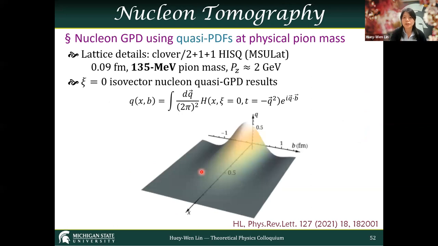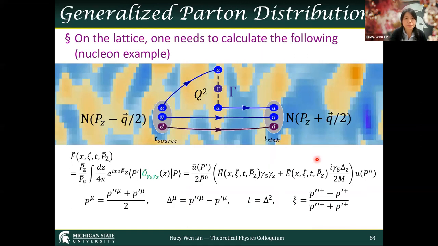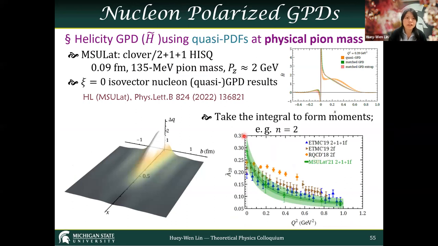And then one can play around and look at this tomography that people have been talking about, previously only being able to do this using various different GPD models. Now we are able to do this for the first time on the lattice, and it's kind of fun to plug in the s-dependence and you get the whole GPD function decreasing very quickly as you go to larger x as well. And then one can do the same for the helicity GPD as well, and we see a slightly different structure. It's going to be a little bit larger in quantity.